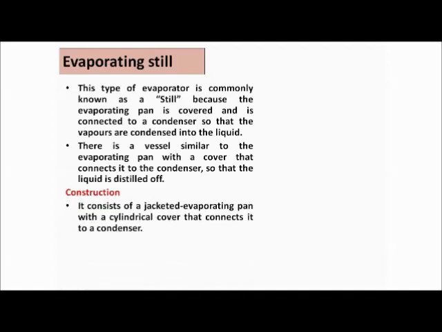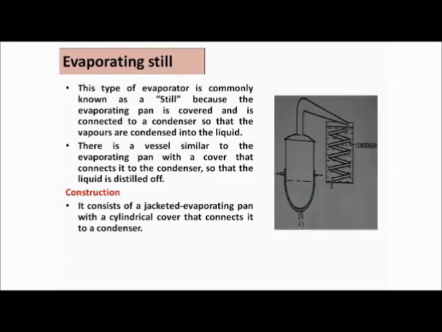This instrument consists of a jacketed evaporating pan. Jacketed, we all know what is jacketed. So it will have a jacketed evaporating pan with a cylinder cover that connects it to the condenser. How does it look? This is the evaporating pan, which we have already discussed in our previous slide. This is the inlet for the steam to heat, this is the outlet for the steam, and this is the outlet for the condensed steam and condensed gases, right?